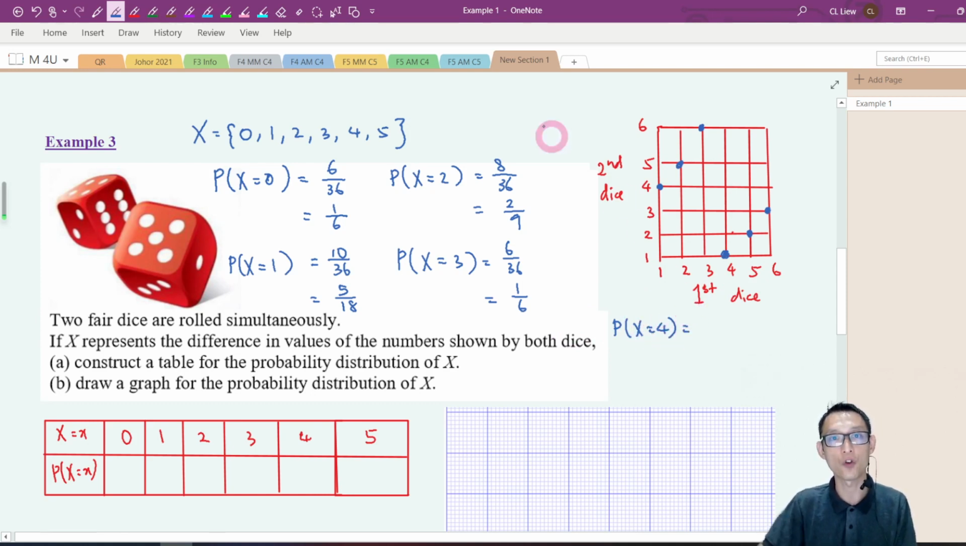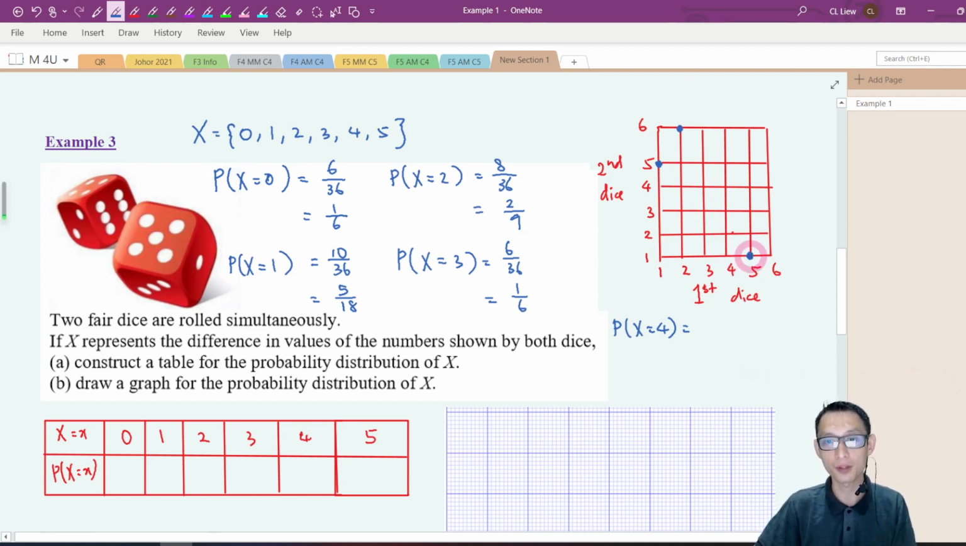X is equal to 4. The difference between the two values is equal to 4. So 1 paired with 5. 5 minus 1 is equal to 4. 2 paired with 6. 3, no, we cannot pair with any number here. So 4 cannot. 5, yes.